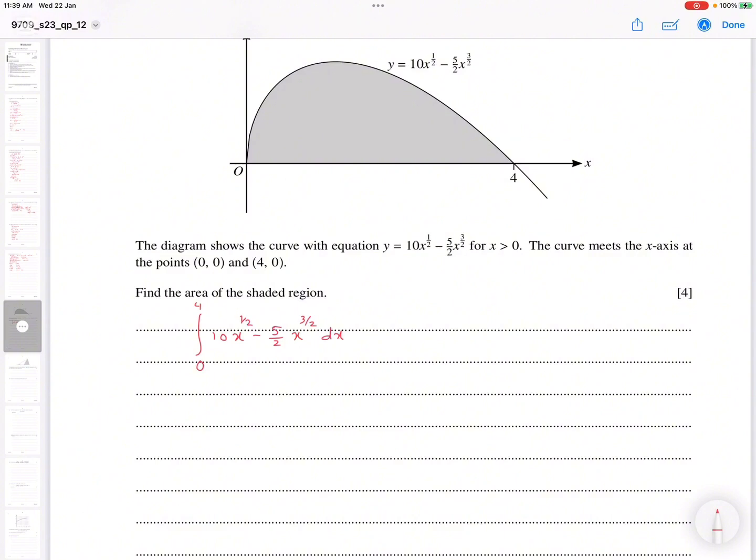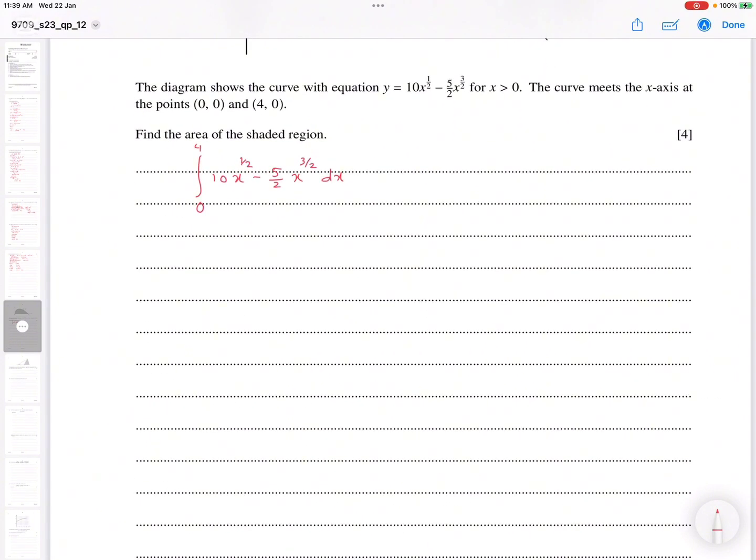So integration would be: 10 x power, you add 1 in 1 over 2, so you get 3 by 2, and you have to divide by the same 3 by 2, minus 5 over 2 is a constant value. X power, you add 1 in 3 over 2, so you get 5 by 2, and divide by 5 by 2. Now put the limit at the end, and that is from 0 to 4.